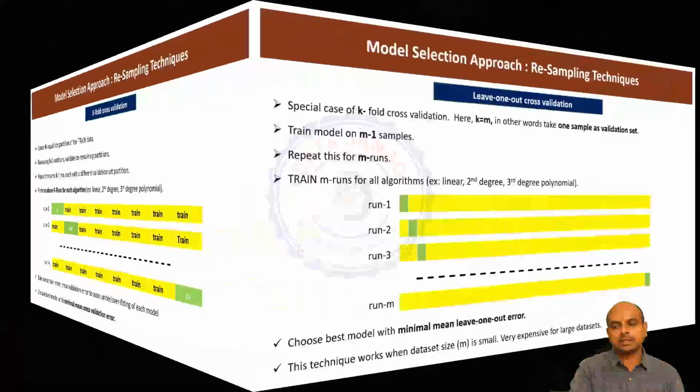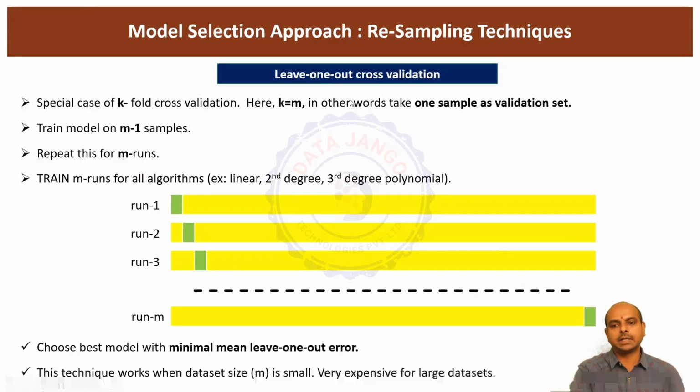So the next cross validation technique is leave one out. Suppose that there are only 100 records in your data set. If you take 20% as the holdout data set, you will lose 20 records.